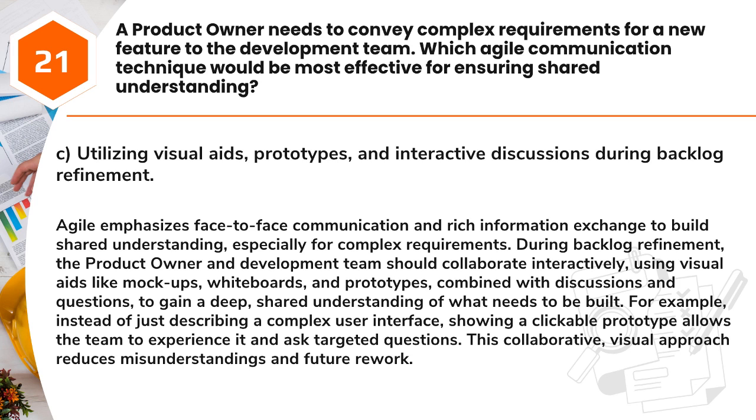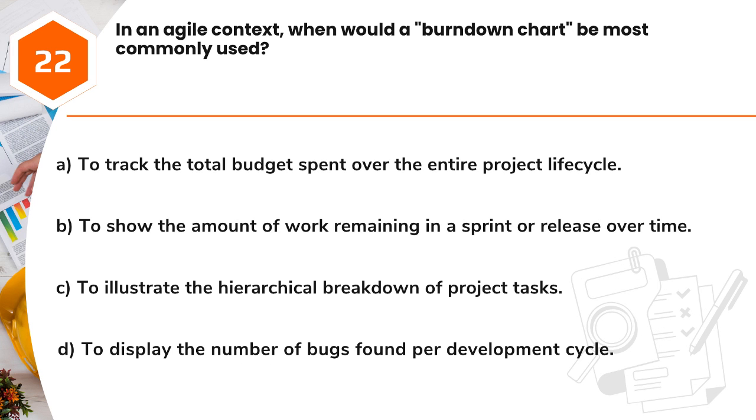Question 22. In an agile context, when would a burn-down chart be most commonly used? A. To track the total budget spent over the entire project lifecycle. B. To show the amount of work remaining in a sprint or release over time. C. To illustrate the hierarchical breakdown of project tasks. D. To display the number of bugs found per development cycle.